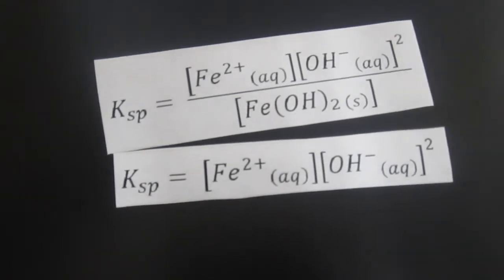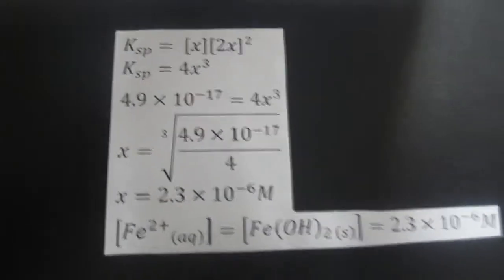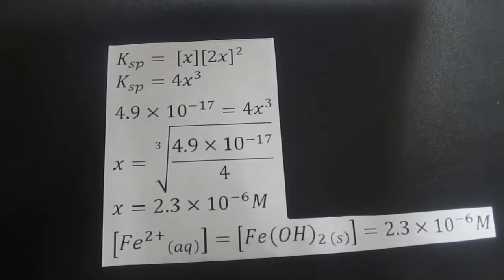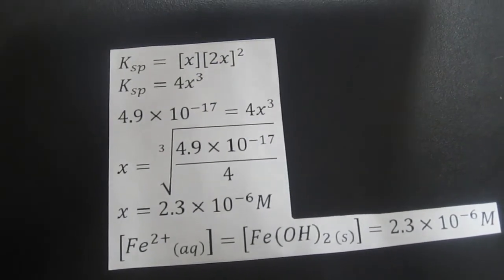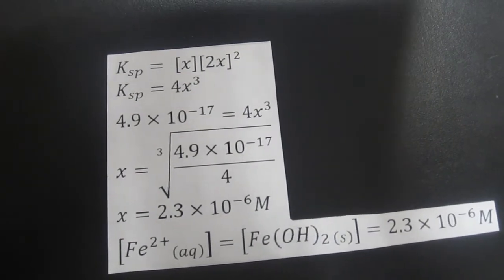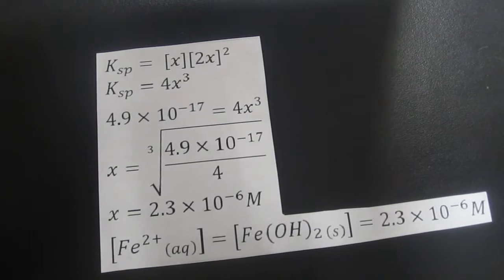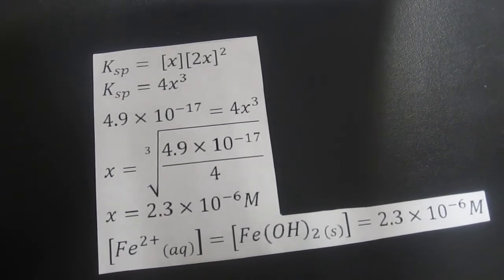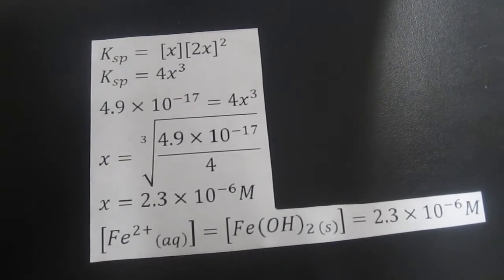By substituting in x, we can solve for the solubility of iron(II) hydroxide, which in this case is 2.3 times 10 to the negative 6 moles per liter. Because the iron ion has a 1-to-1 ratio with iron(II) hydroxide, as seen in the dissociation equation, the solubility of the iron ion is also 2.3 times 10 to the negative 6 moles per liter.